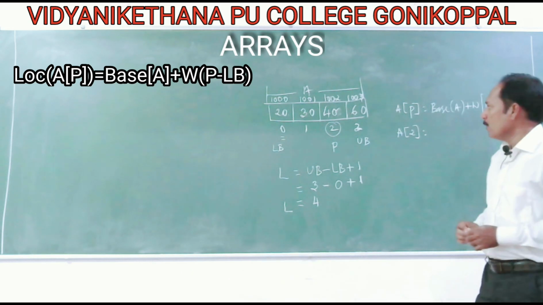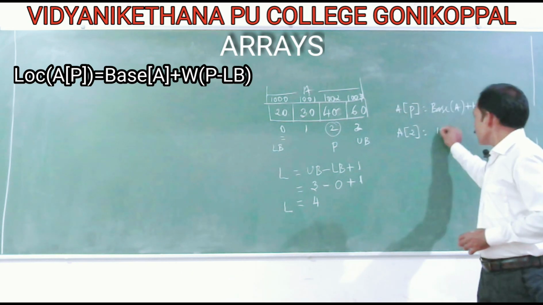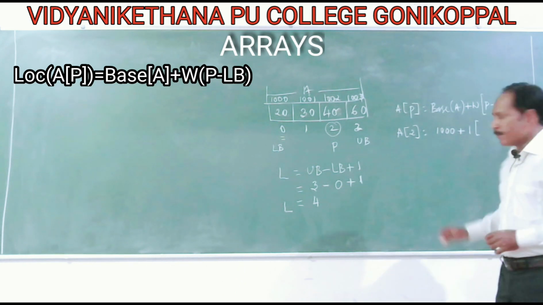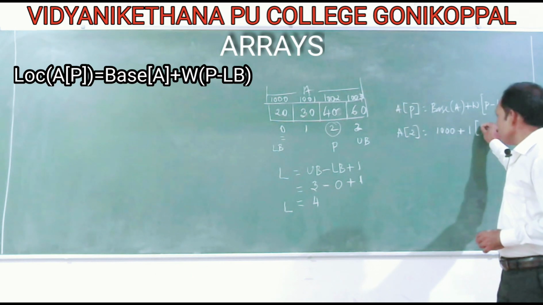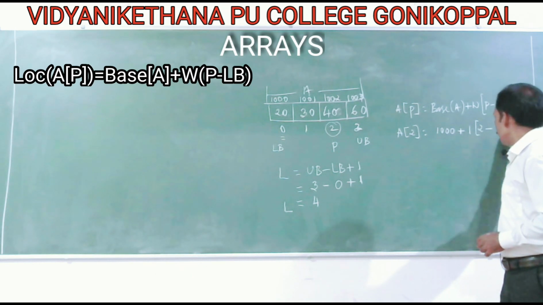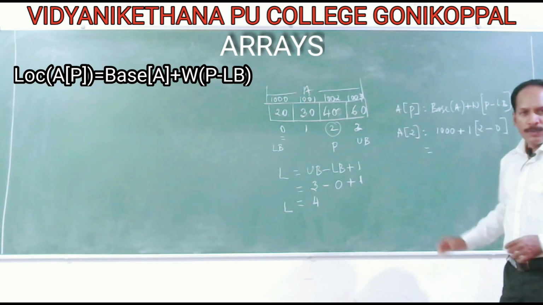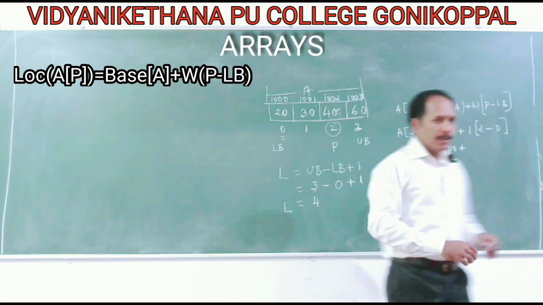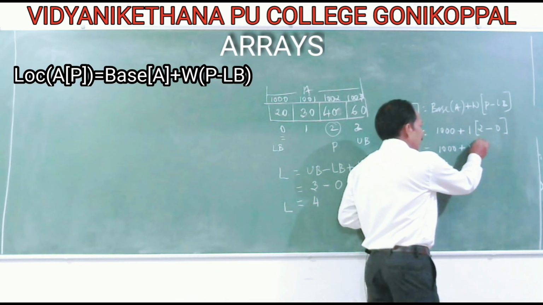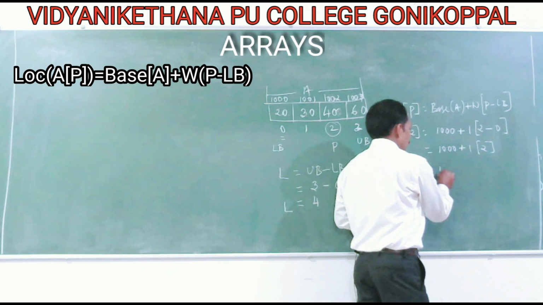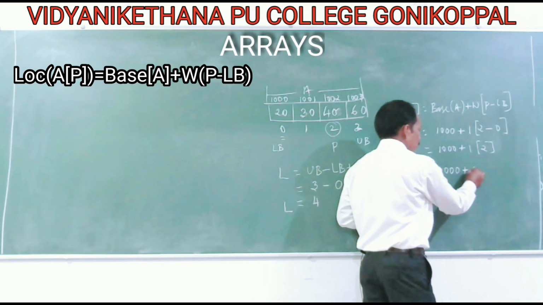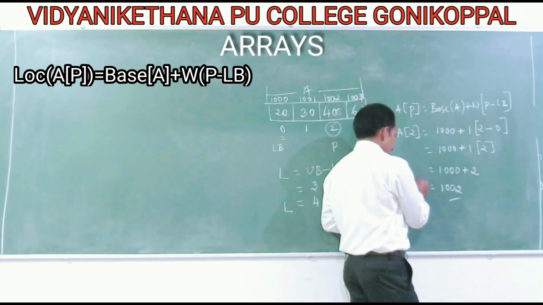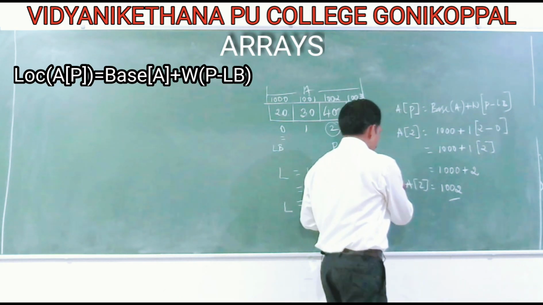Let us try to understand. So here what happens? Base address is 1000 plus W, which is 1 word per memory, and then we have P, which is what you are looking for, 2, minus lower bound, which is 0. Simplify this: 1000 plus 1 into 2 minus 0, which is 2. So we end up with 1000 plus 2, it is 1002.